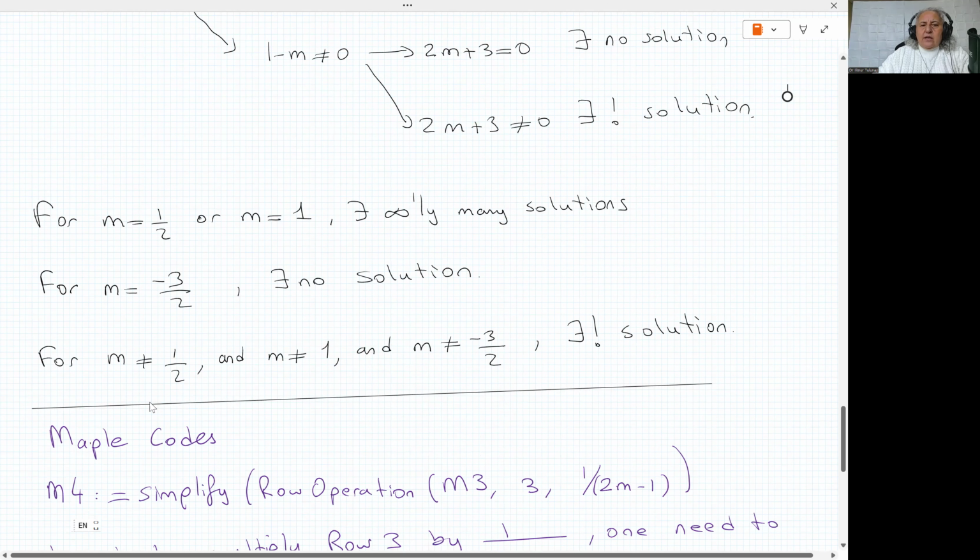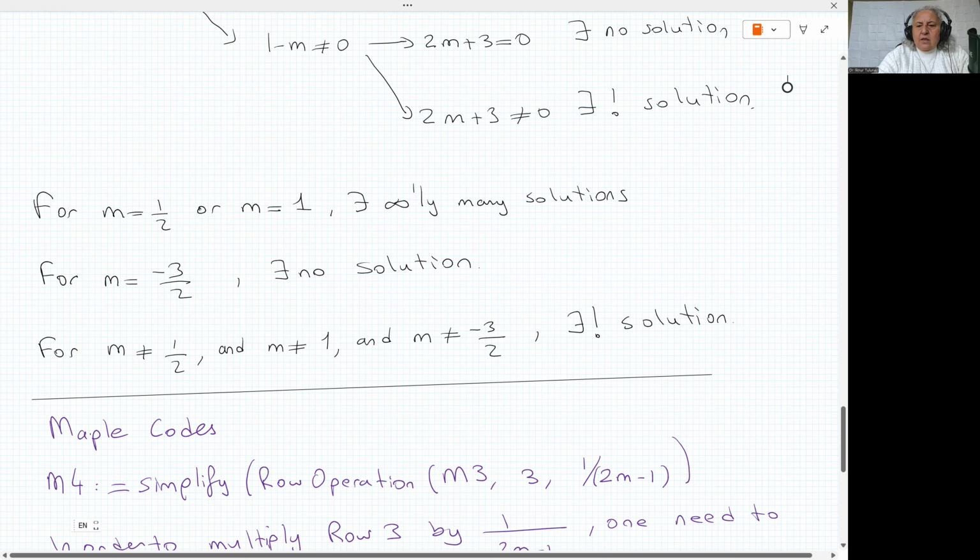This is another way of writing it. M is equal to something. If m is equal to 1 over 2 or m is equal to 1, we have infinitely many solutions. If m is equal to minus 3 over 2, no solution. If m is not equal to 1 over 2, not 1, and not minus 3 over 2, we have a unique solution. It's a summary. This is a conclusion.